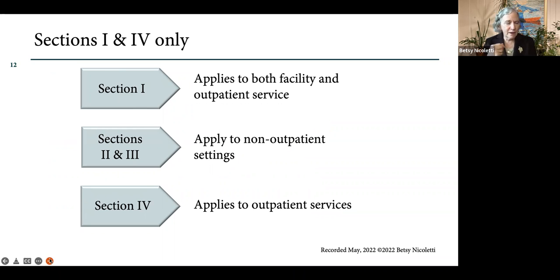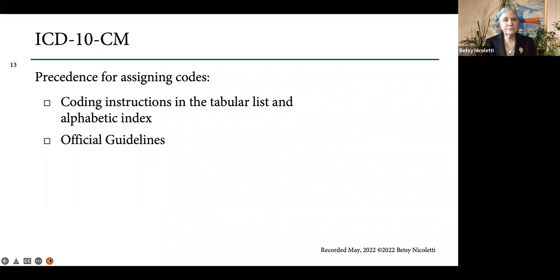Most of the people who are finding me on Coding Intel are coding for physician services, medical practice services. Sections 1 and 4 are what applies. The precedents for assigning codes are the coding instructions in the tabular list and the alphabetic index, and then the official guidelines. So follow the instructions in the tabular list and the alphabetic index.